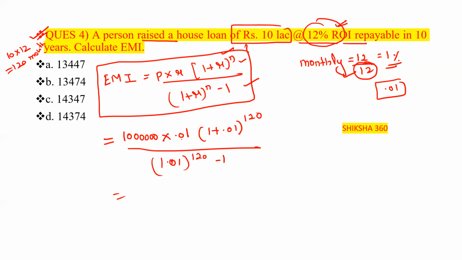So it comes out to basically 1 divided by 100. So only 4 zeros left. Into 1.01 power 120. Clear? Power 120 comes out to be basically 3.3 upon 3.3 minus 1. So just simple 3.3 into 10,000. It comes out to basically 33,000 upon 2.3.